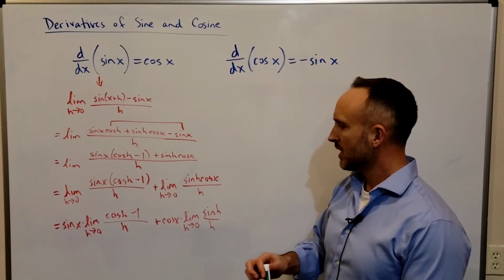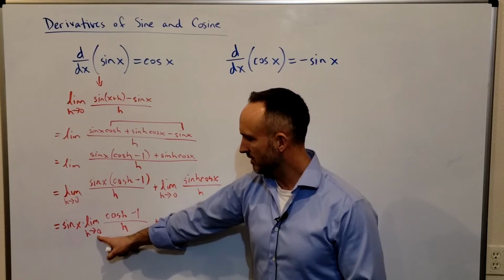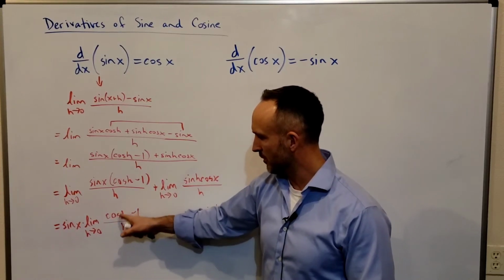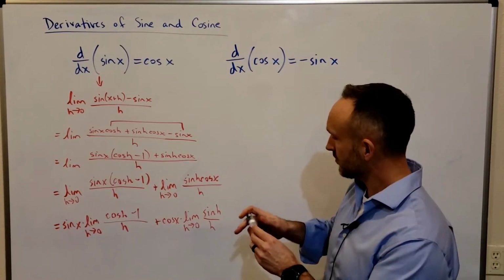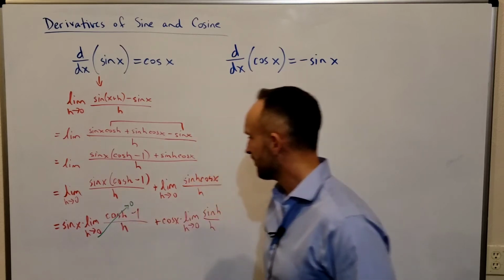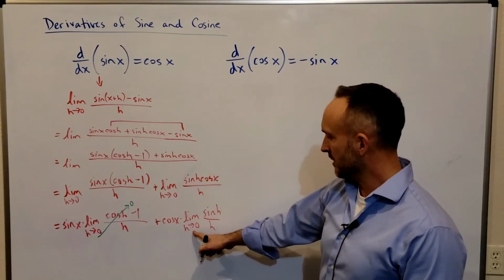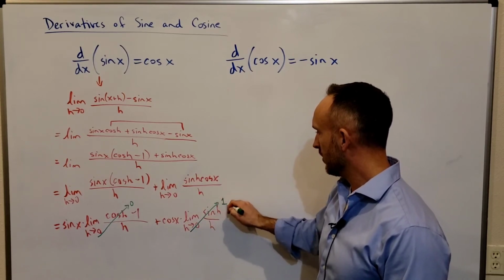But instead, I'll just tell you, if you were to use your calculator and look at the limit as h goes to 0 in this function, you'll see that this particular limit goes to 0, okay? And you would see that this limit, as h goes to 0, of this ratio goes to 1.